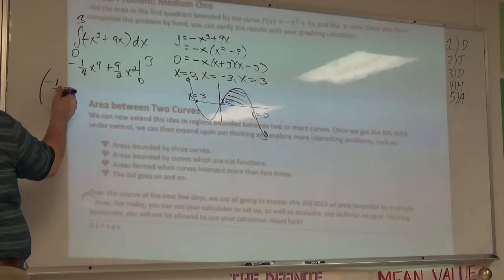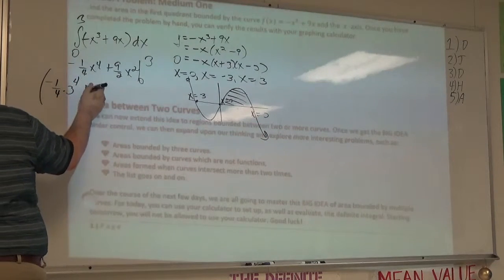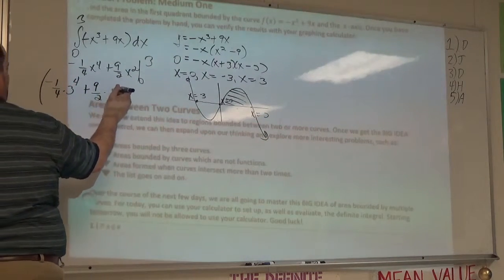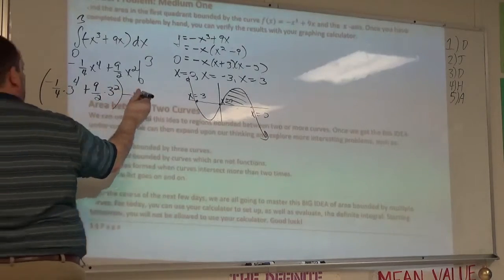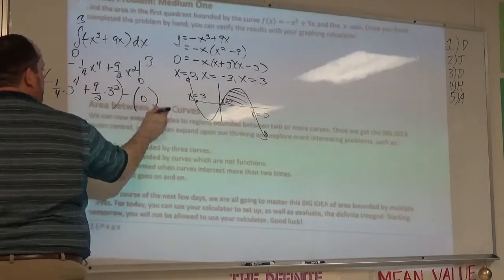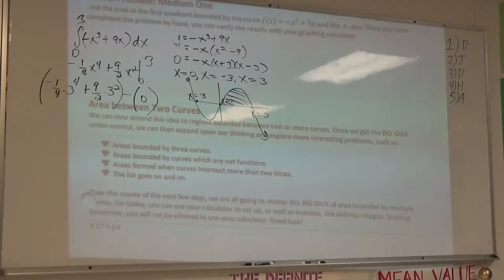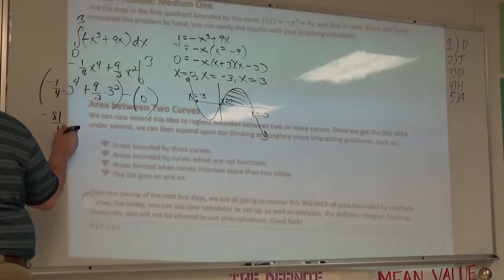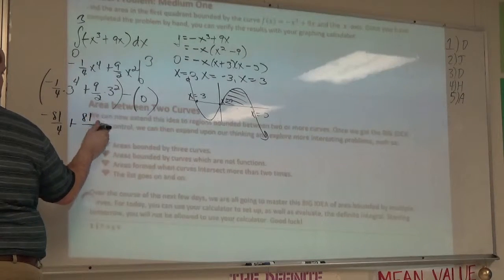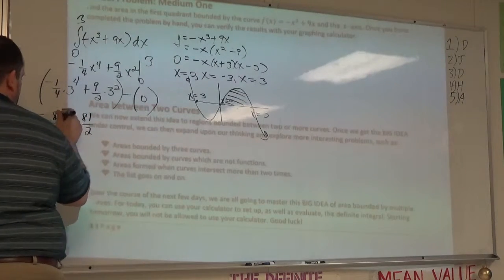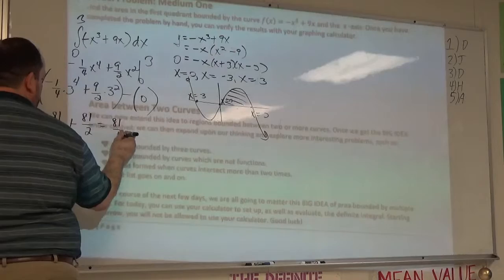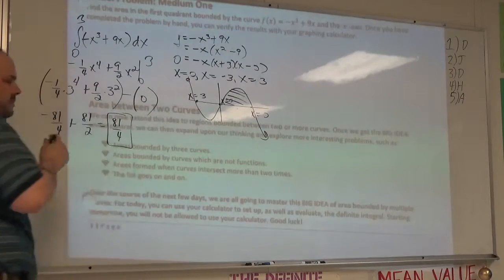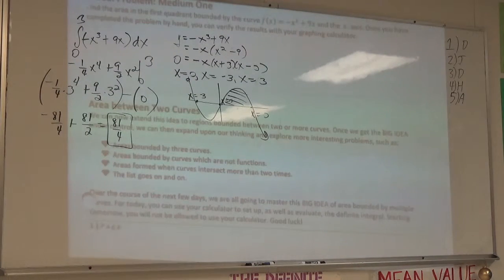Plug in the 3 first. Negative one fourth times 3 to the fourth, plus 9/2 times 3 squared. Minus, plug in 0. We know that's 0. 3 to the fourth is 81, so negative 81 over 4, plus 81/2. If I haven't messed this up, that's 81/4. On the calculator, you get 20.25. Everybody okay?